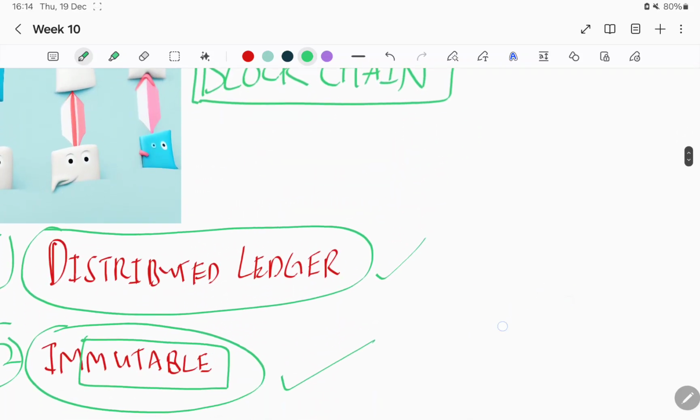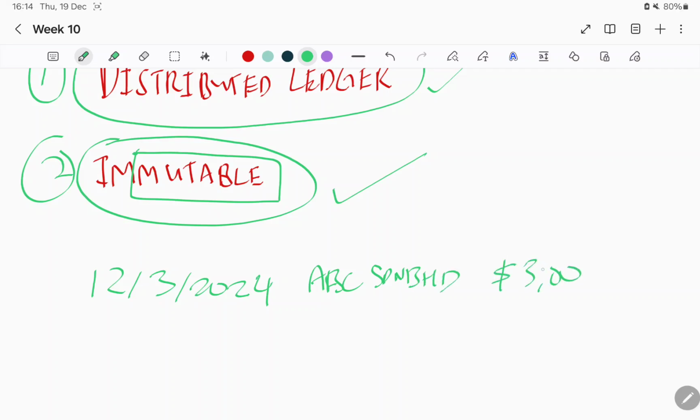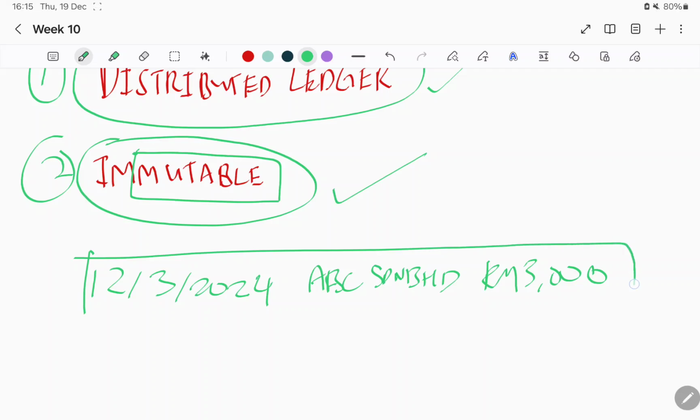So let us go into depth on how this blockchain works. Firstly, let's say we have a list of transactions, with the date, something like this, and then maybe ABC, and then maybe 3,000. Should be RM, not dollar. So this is the transaction, something like this.